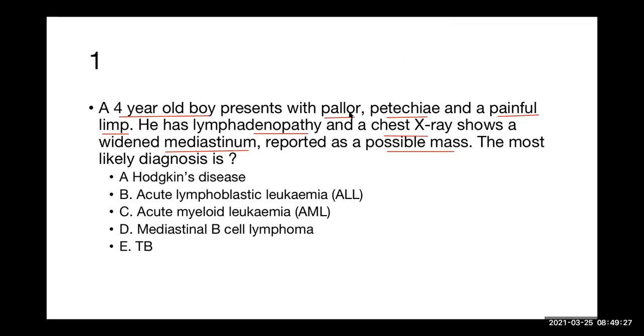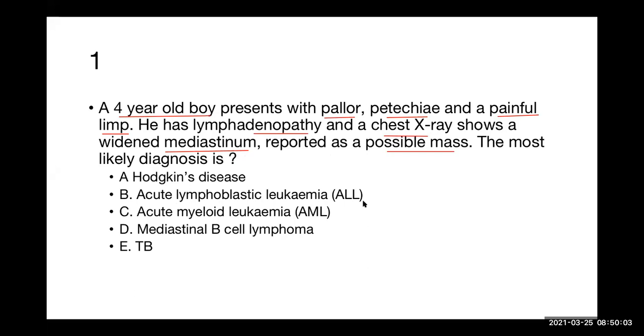That child usually presents with pallor, okay, petechiae, and bony infiltration or joint involvement. As a result of that, the walking, or putting weight on the limb, is very painful. That is the meaning of painful limb. It is because of bony infiltration or joint involvement. The same child is having lymphadenopathy and mediastinal involvement as well. So all the things are pointing towards acute lymphoblastic leukemia, ALL.